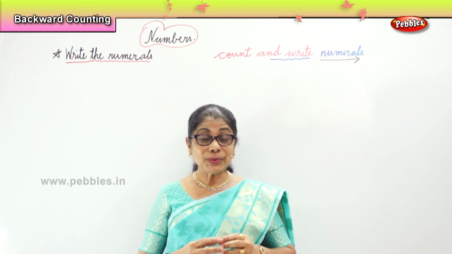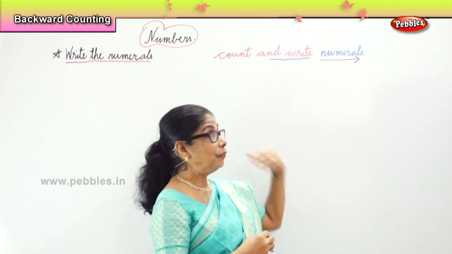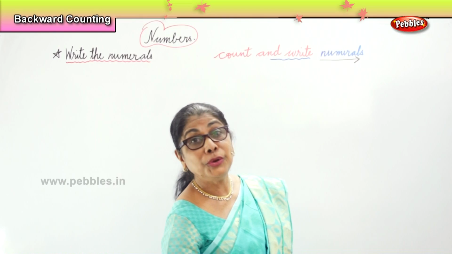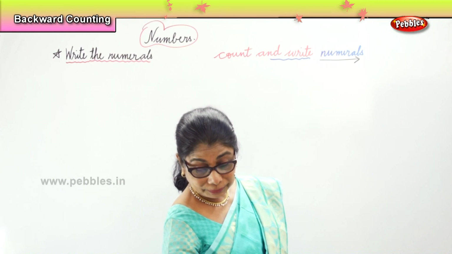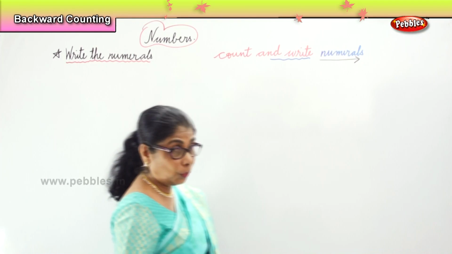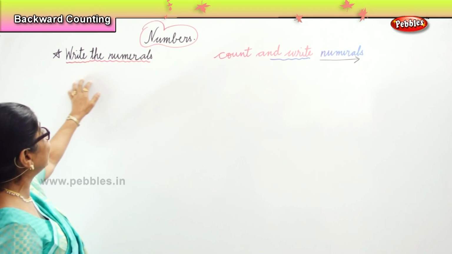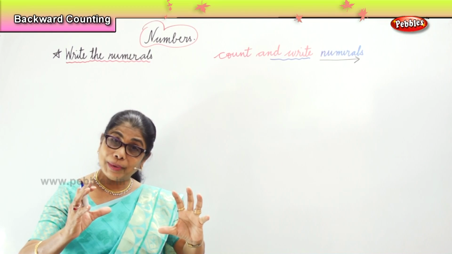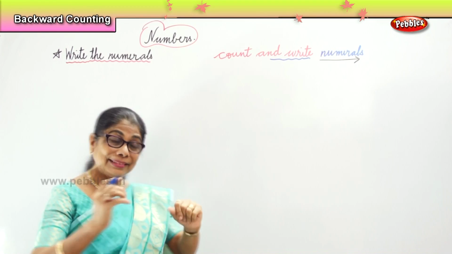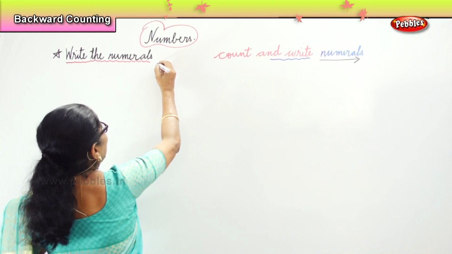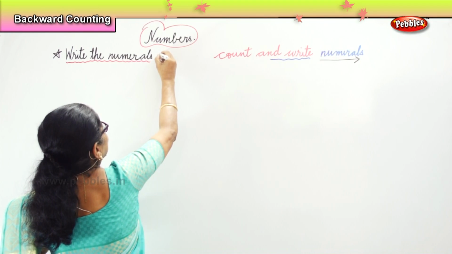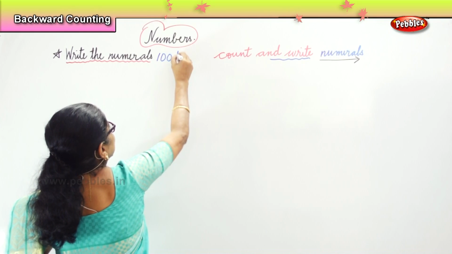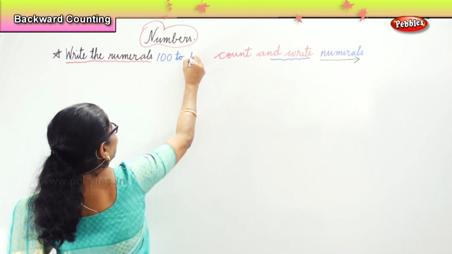Yes? So now what we are going to do is, we finish counting forward. Now we are going to count numerals backward. So forward and backward. We finished writing numerals 1 to 100. The same numerals, we are going to count it backward. That is 100. We start with 100. So we come up to 1.